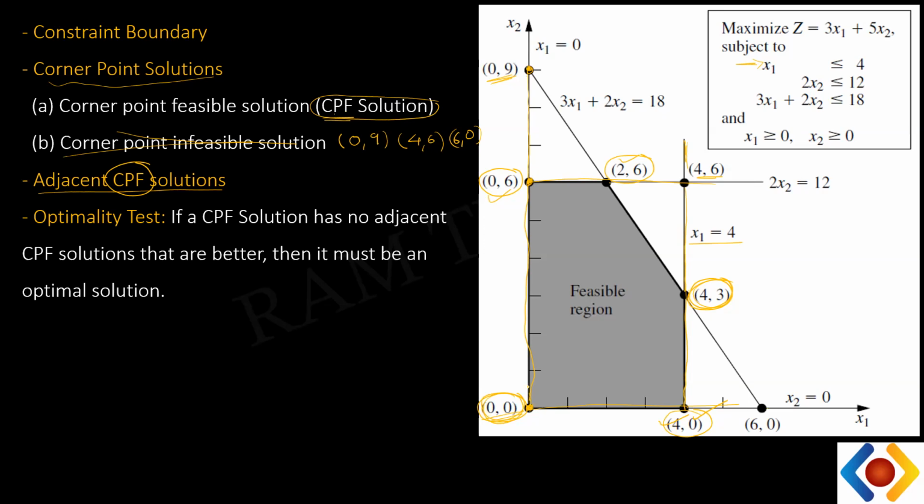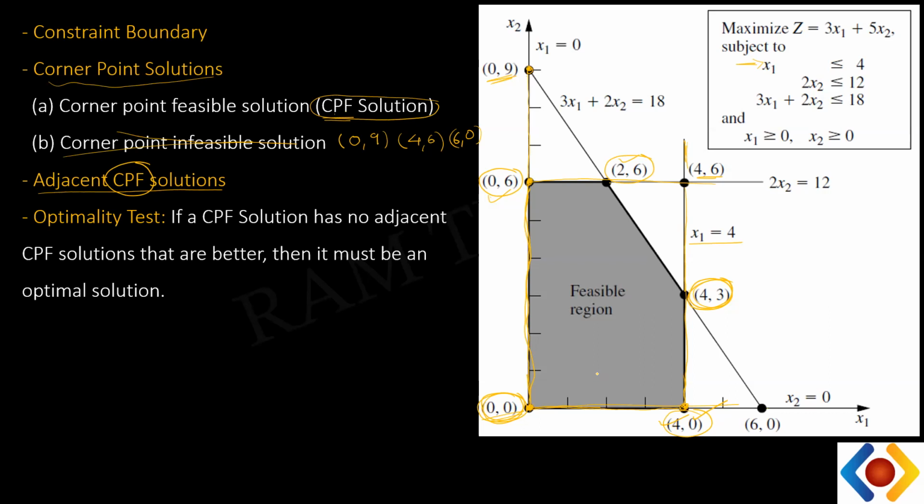There are two boundaries coming out, this one and this one. Then you start moving until it hits the next boundary. The next boundary is hit at this junction, and this point 4, 0 is the adjacent corner point feasible solution, or adjacent CPF, of 0, 0. In the same way, if I move along the boundary in this direction, I hit the next constraint boundary at this point, 0, 6. So 0, 6 becomes another adjacent CPF for 0, 0. Is it clear to you now? Yes, sir. Thank you.